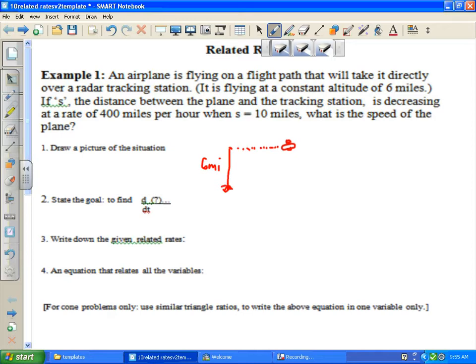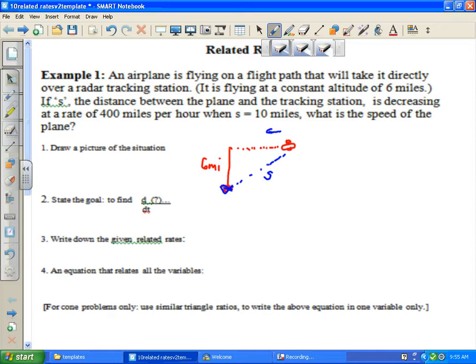The question is, if S is the distance between the plane and the tracking station, so if this distance is S, and that distance is decreasing at a rate of 400 miles per hour, what is the speed of the plane? So we have a very rough picture. This plane is going that way. This is the radar tracking station over here. It's flying at a constant altitude. And we're asked to find the speed of the plane.